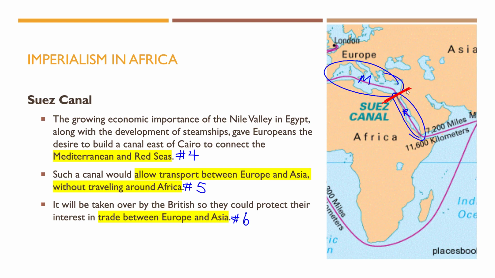So that area is going to be taken over by the British. They built this canal called the Suez Canal. And now with the control of the Suez Canal, that is going to protect their interest in Asia, namely India. And now they are able to trade between Europe and Asia as well. Okay, so that's 4, 5, and 6.